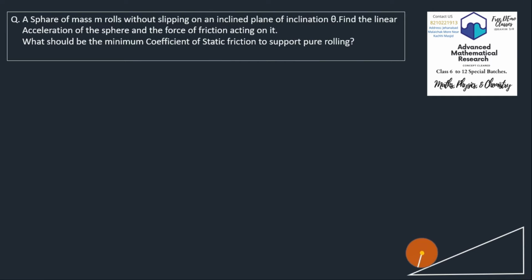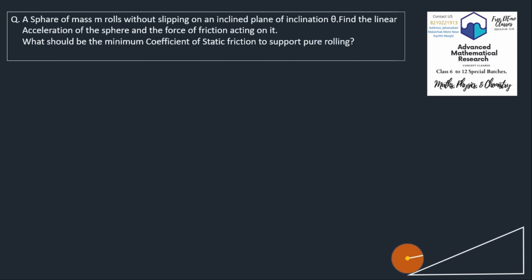Today I am going to discuss a physics problem. The problem is: a sphere of mass m rolls without slipping on an inclined plane of inclination theta. Find the linear acceleration of the sphere and the force of friction acting on it. What should be the minimum coefficient of static friction to support pure rolling?